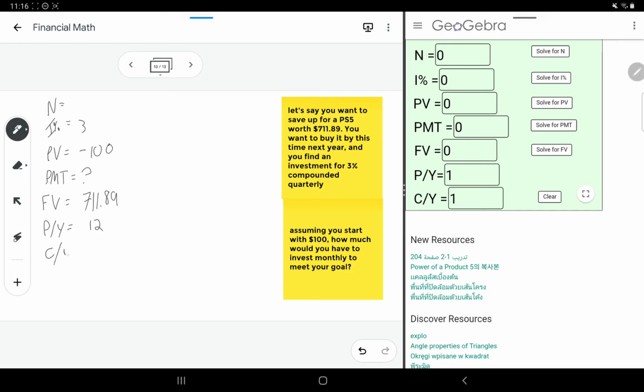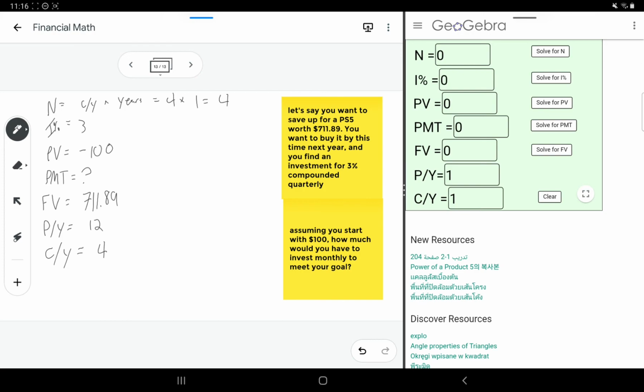And compounding periods per year, this one, again, quarterly. I like to think about it like 4 quarters in a dollar. So there's 4 quarters in a year. So that means it compounds 4 times per year. Okay, so our N, we've got our compounds per year times years, which gives us 4 times, we want this done in 1 year, so 4 times 1 is 4. So there's all of our variables stuck in there.